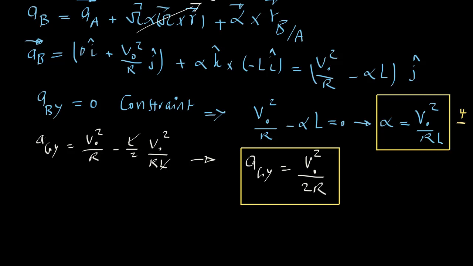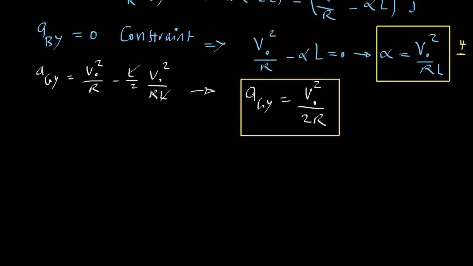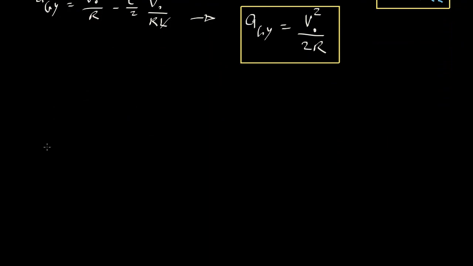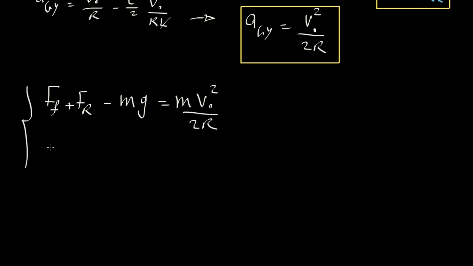And now let's substitute these 2 quantities into the first 2 equations that we had. So the first equation we had was the Newton's equation in the y direction. So it was f of f plus f of r minus mg is equal to m AGY. So that would be m v naught squared over 2r. The second equation that we had was f of f minus f of r is equal to, I think, 1 over 6 ml alpha. Let's see if that's correct.